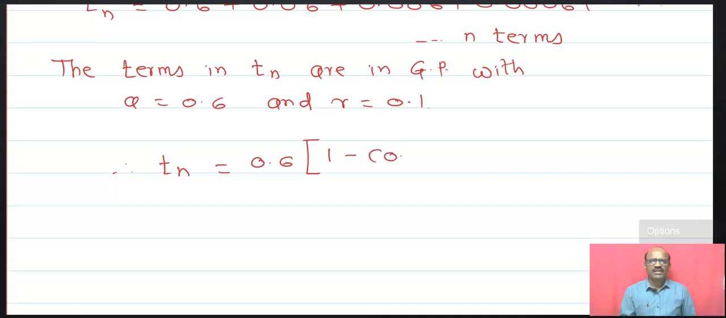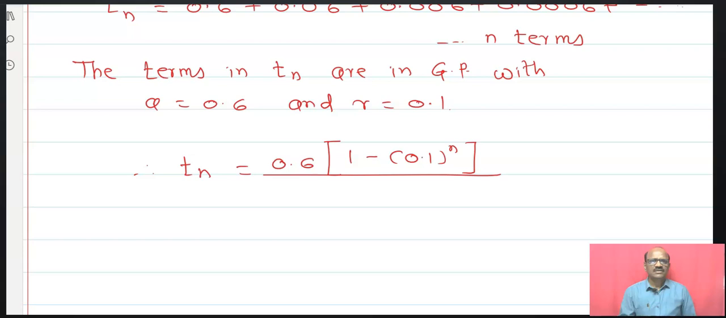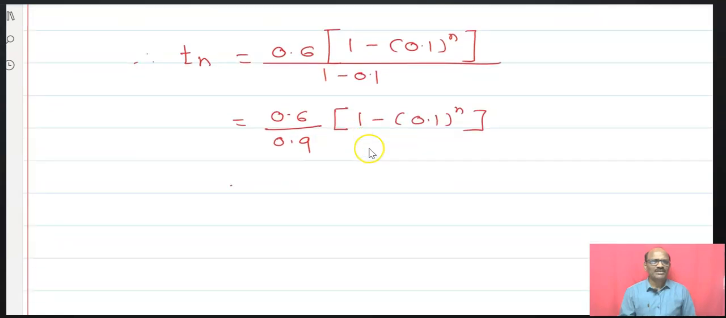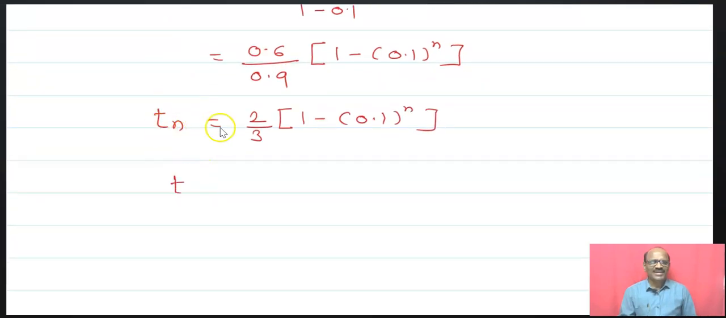Therefore, here we will apply the formula for the Sn. Sorry, it is written as Tn, there must be Sn. Sn is equal to A times 1 minus R raised to n upon 1 minus 0.1. I wrote Tn there, but it must be Sn.